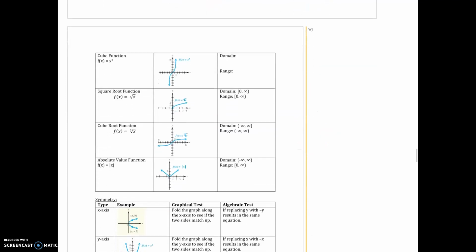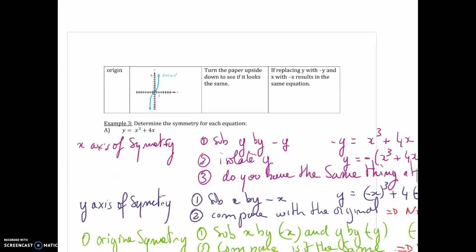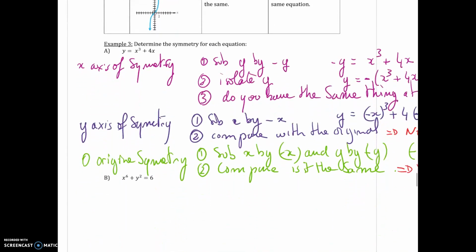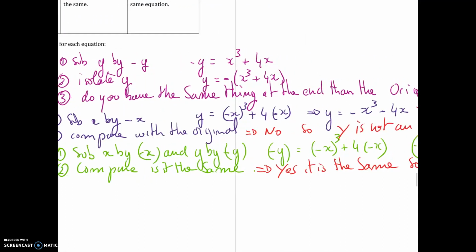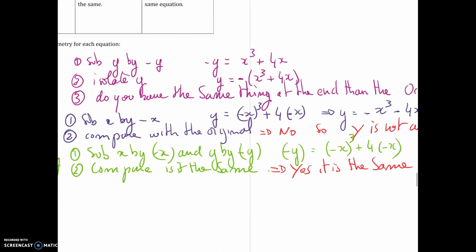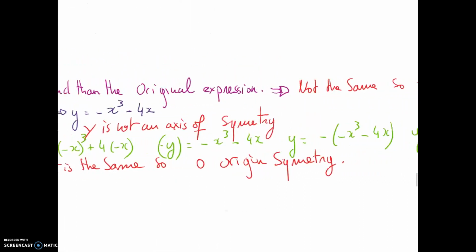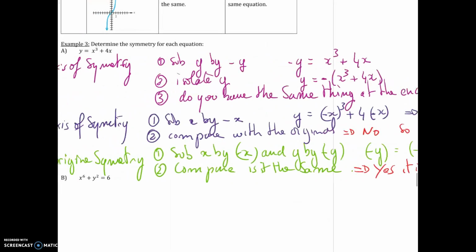Now let's move on to the other functions, the cube and the square root, as well as the absolute value function. I'll let you do the cube, f of x equal x cubed, and you will show me that in class. Regarding the x-axis of symmetry, you will do the other problem by yourself, but if you want to know if x is the axis of symmetry, first you sub y by negative y, then you isolate y, and then you compare the original function with your new function y, and you end up for this one with it not being the same, so x is not the axis of symmetry.